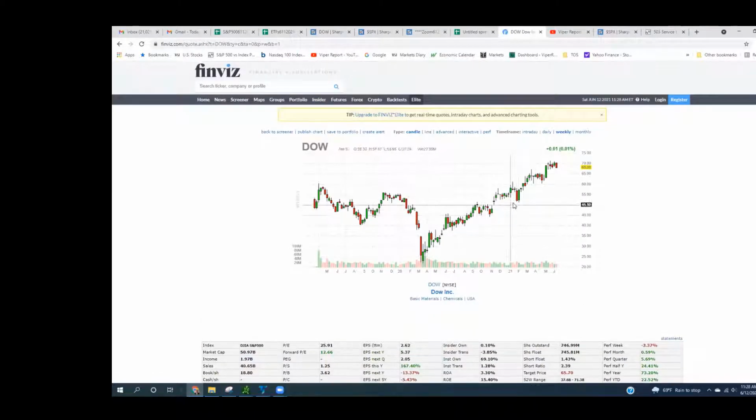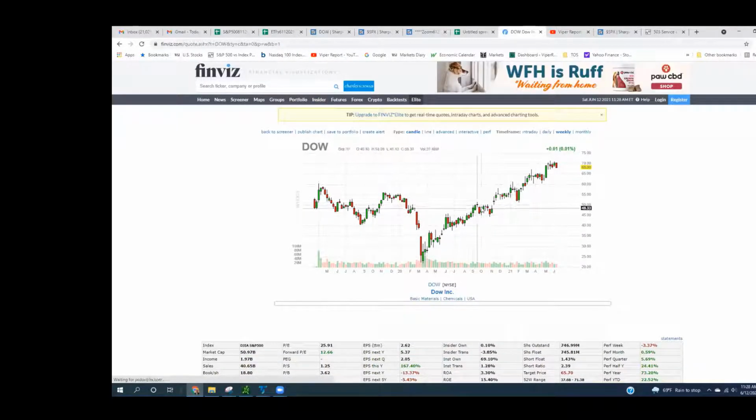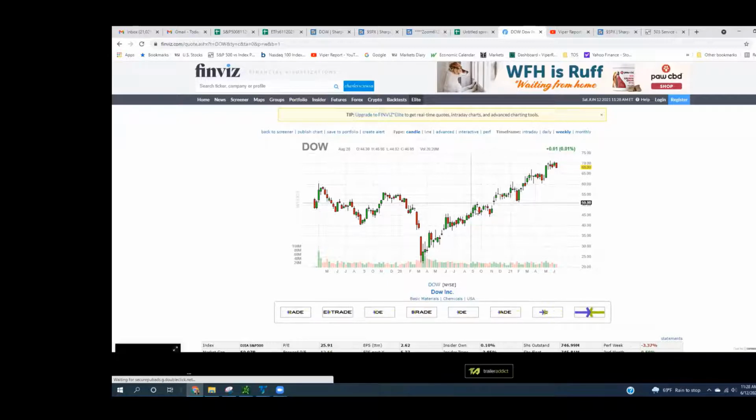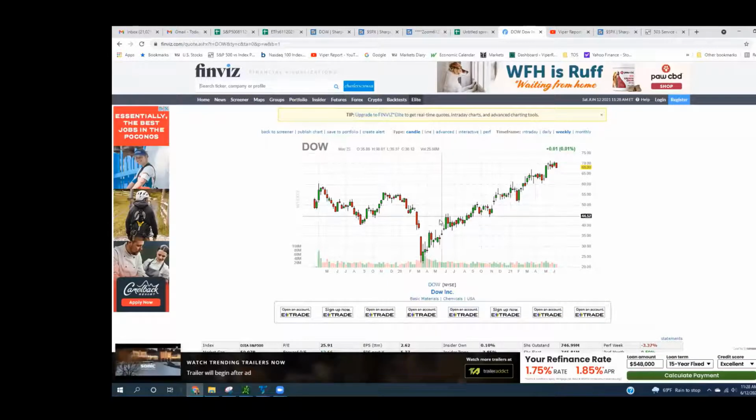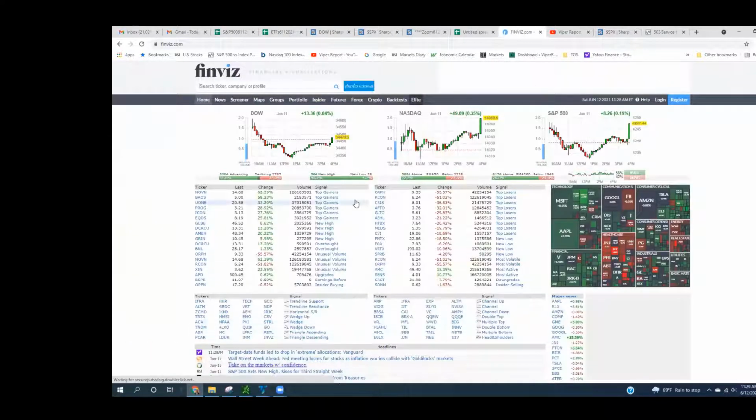And you can see the kind of decline it had right in here. This is another little pause, consolidation, that we were just talking about. So that's one thing I look for. Also, they have a setup on their homepage.